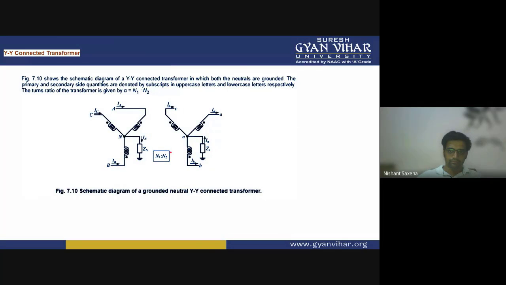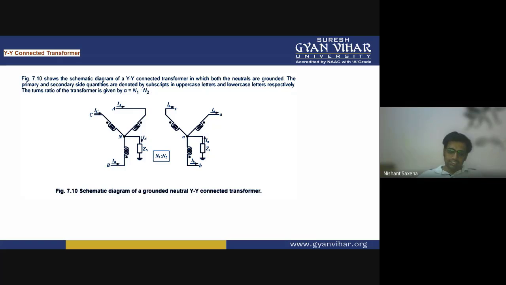Now first, looking at the star-star connected transformer, we will look at this schematic diagram of a grounded-neutral star-star connection. The star-star are having the grounded neutral with an impedance of Zn. The currents IA, IB and IC are shown to you with the dot conventions for both the windings, for the primary and for the secondary windings.